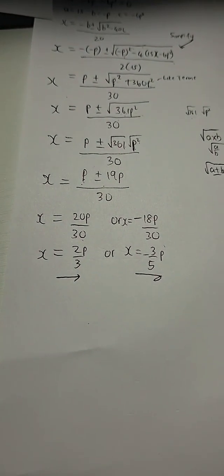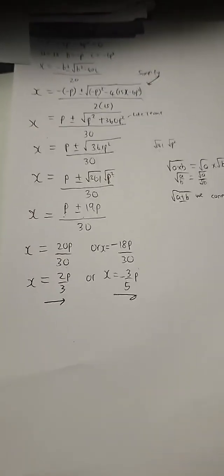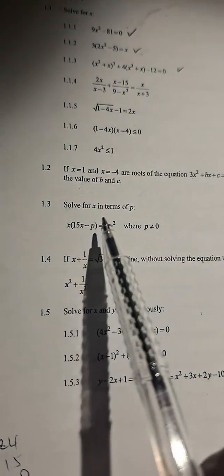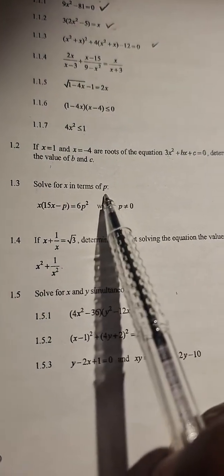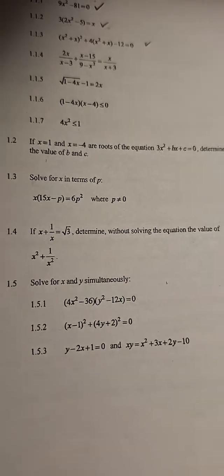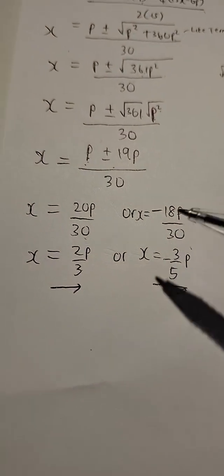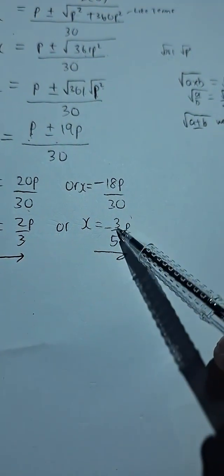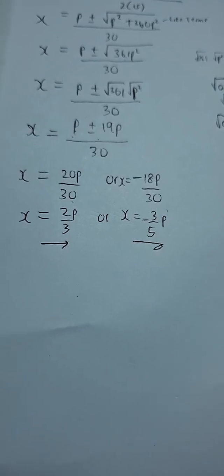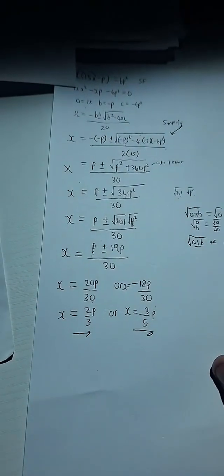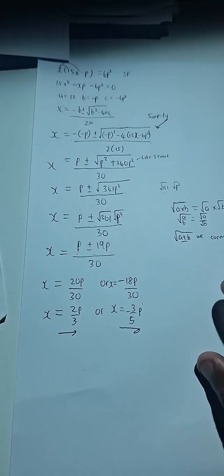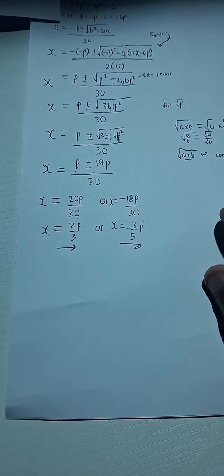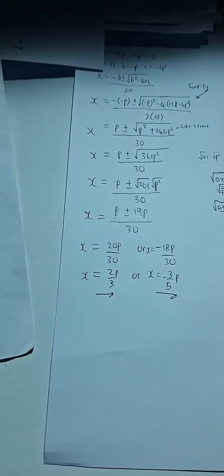Wasn't that an interesting question? This is what I call exam type, okay, guys. You know how to solve for x, but all of a sudden they say solve for x in terms of another variable, and they specifically tell you that p cannot be 0. So there it is, guys. x is equal to 2p over 3, or x is equal to negative 3 over 5p. Those are my answers. And I hope you can follow how I used the quadratic formula to maneuver and get to where I eventually got.